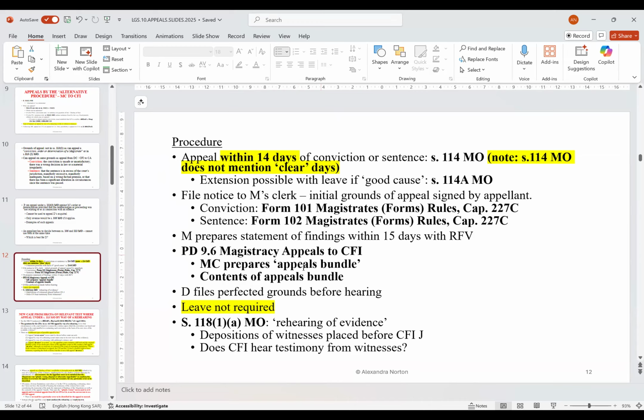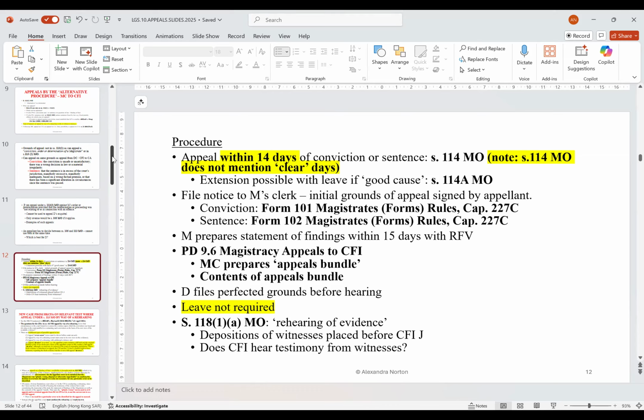Now, Section 118 refers to depositions of witnesses being placed before the judge in the CFI. What we generally mean by a deposition is a statement given under oath by a witness when they are cross-examined and give evidence in chief, and then a formal deposition is drawn up of what they have said. That's what we generally mean by a deposition.